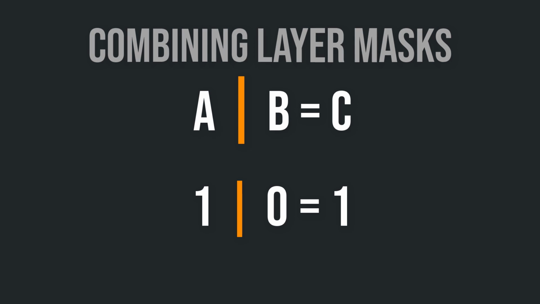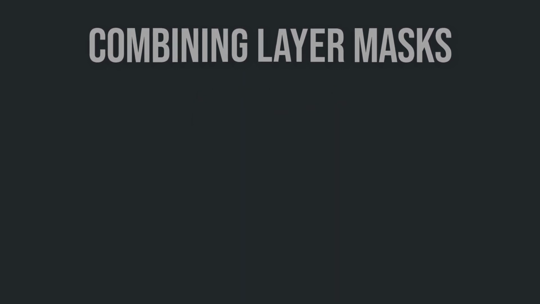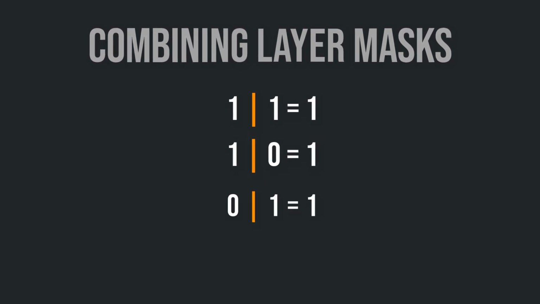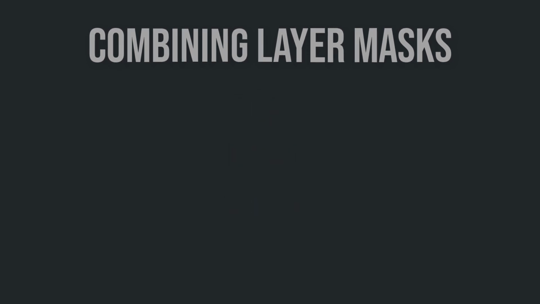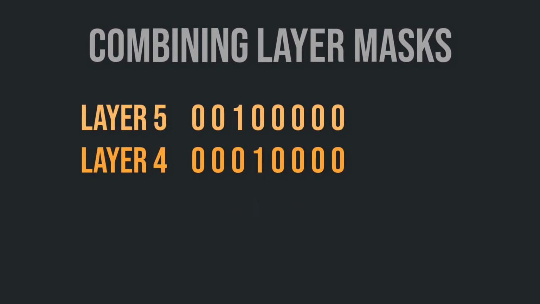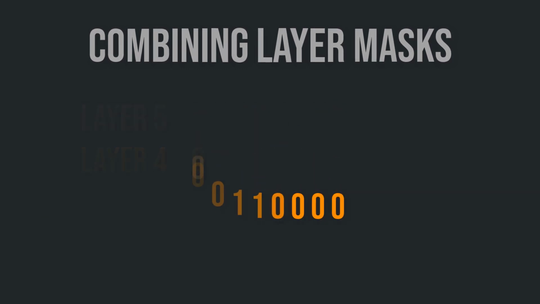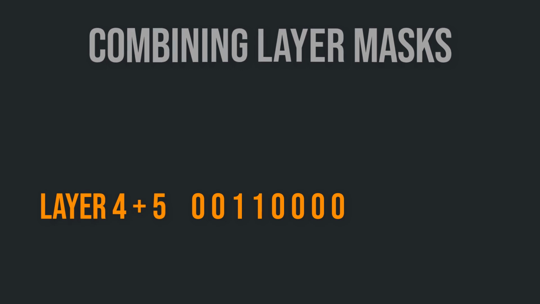Important to know is the way the OR operator merges the bits. If any of both input bits is 1, the result bit is also 1. So 1 or 1 is 1, 1 or 0 is 1, 0 or 1 is 1, and only 0 or 0 results in 0. Let's go back to our two layer masks for layer 4 and layer 5. When we apply the OR operator, the single bits are merged pairwise and the resulting number is a layer mask that includes layer 4 and layer 5.